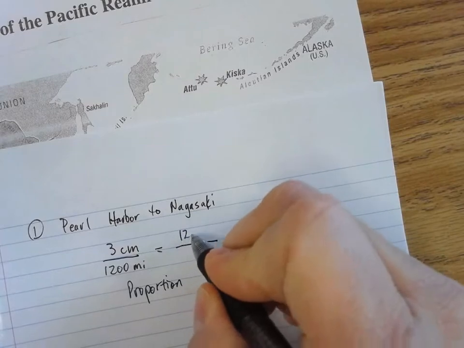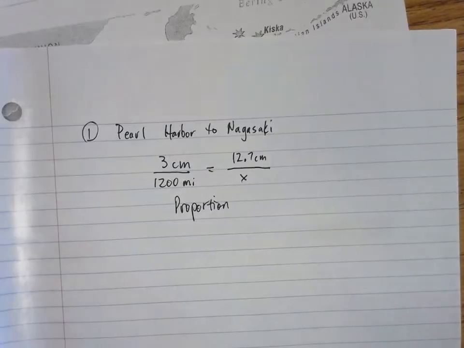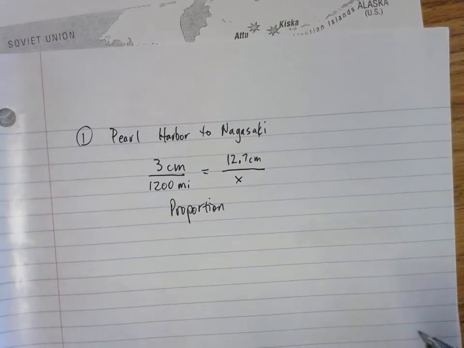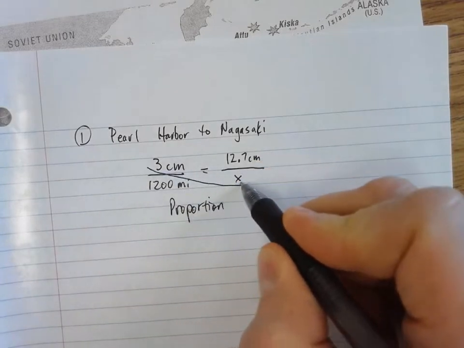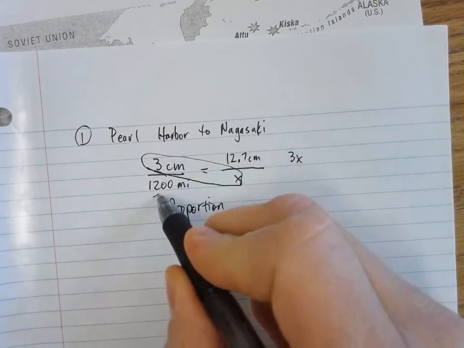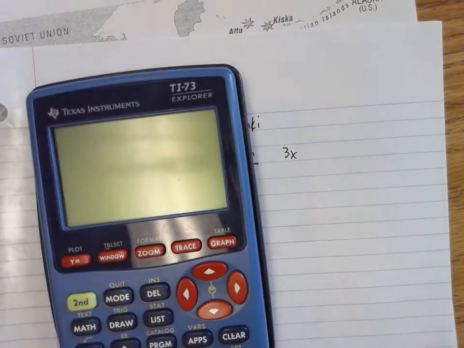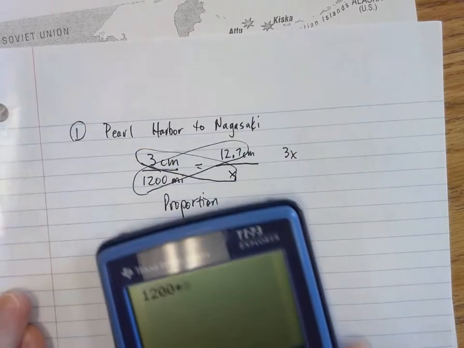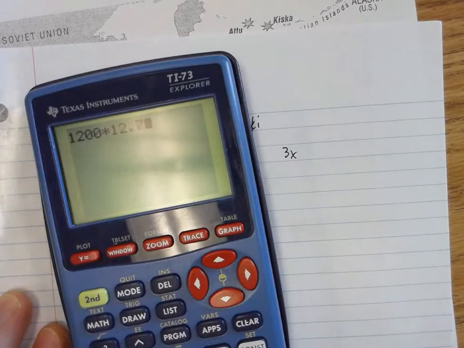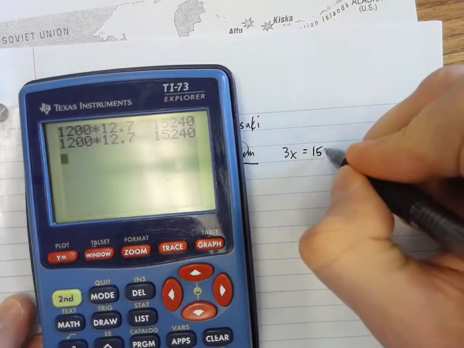So I'm coming over here, and I'm going to put my 12.7 centimeters over x. Now I've got my proportion. I'm going to cross multiply, use cross products. That gives me 3x, 3 times x is 3x. Now I have to do 1,200 times 12.7, so pull out your calculator. 1,200 times 12.7. So 3x equals 15,240. This, of course, is my equation.